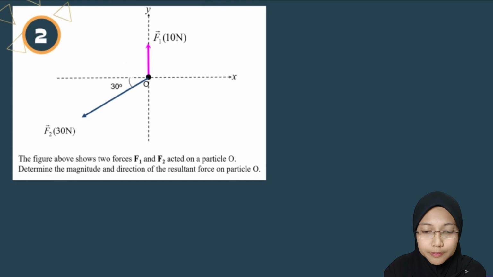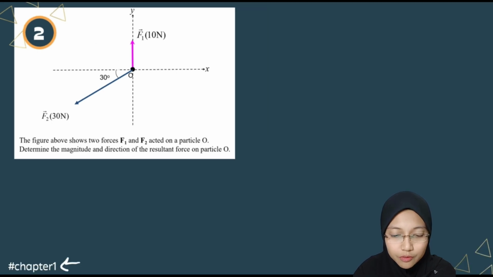Okay, for number 2, again we have the question from chapter 1. The question is, the figure shows two forces F1 and F2 acted on a particle O. So this is where your particle O is. Determine the magnitude and also direction of the resultant force on a particle O. So for this question, we are going to get the resultant force.